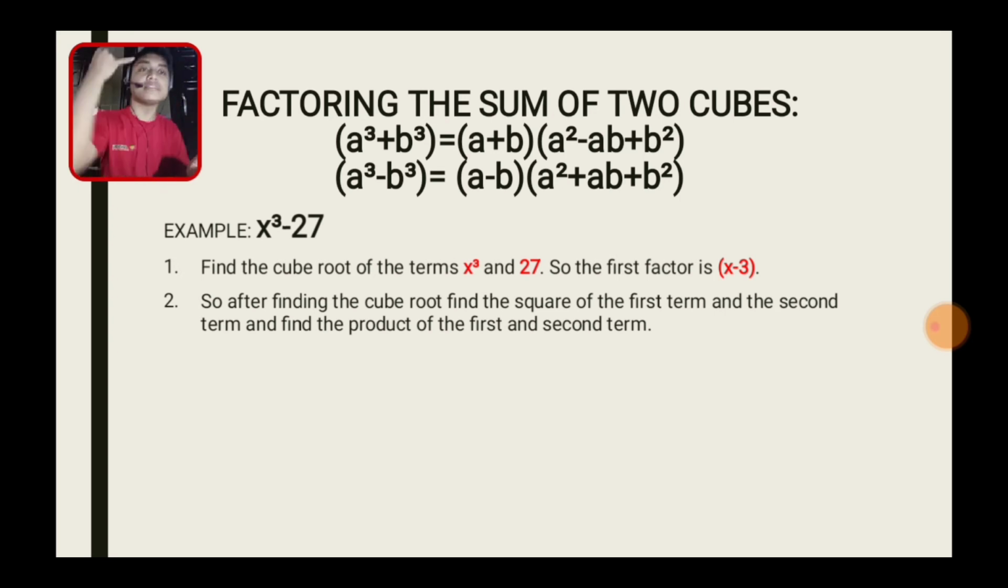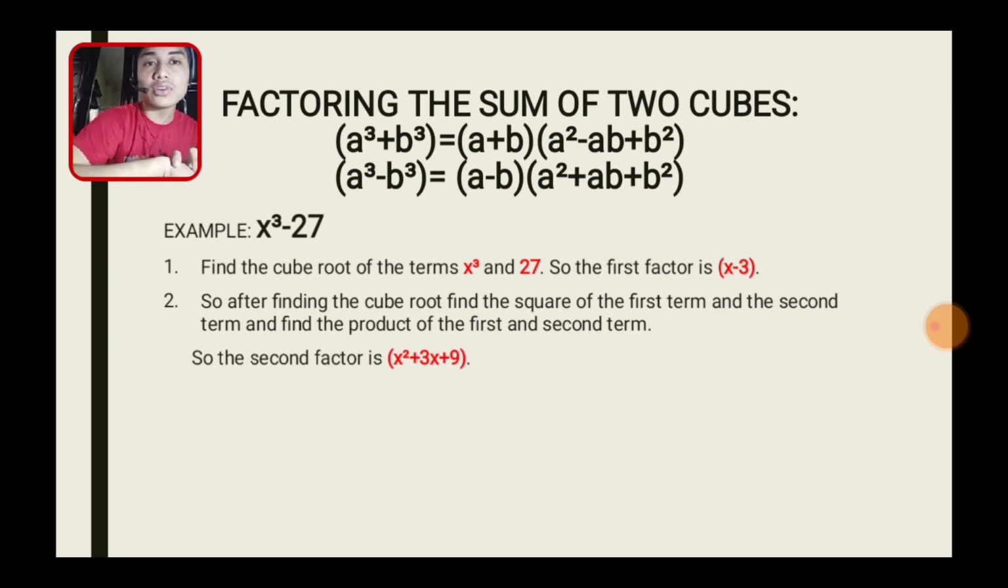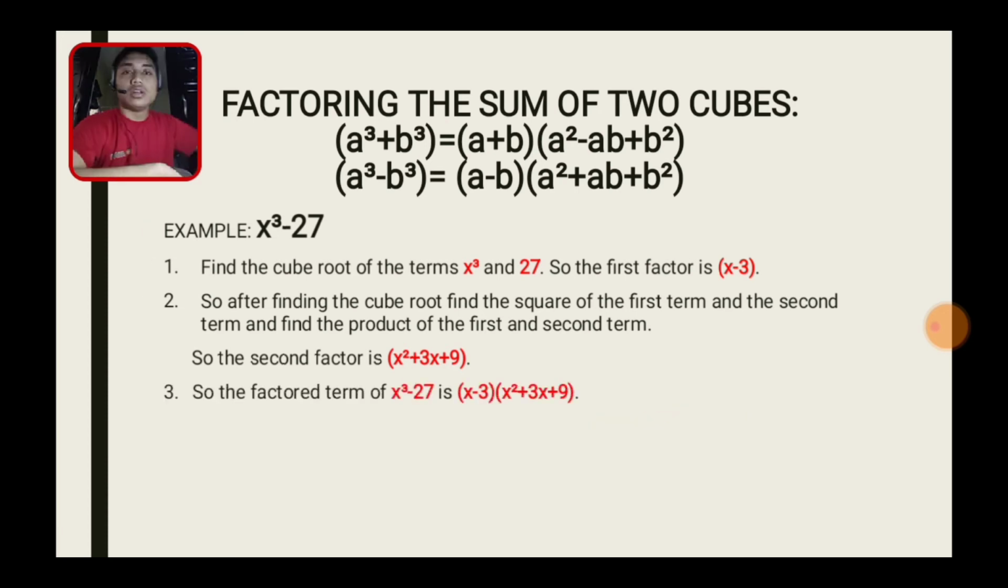So, we have x times x is equal to x squared. Then, negative 3 times negative 3 is equal to positive 9. So, 3 times x is equal to 3x. Bakit po hindi negative 3x? Ito yung sinusundan natin na equation na dapat positive ang nasa gitna. Don't mind the negative. So, the second factor is x squared plus 3x plus 9. The factored form of x cubed minus 27 is x minus 3 times x squared plus 3x plus 9.